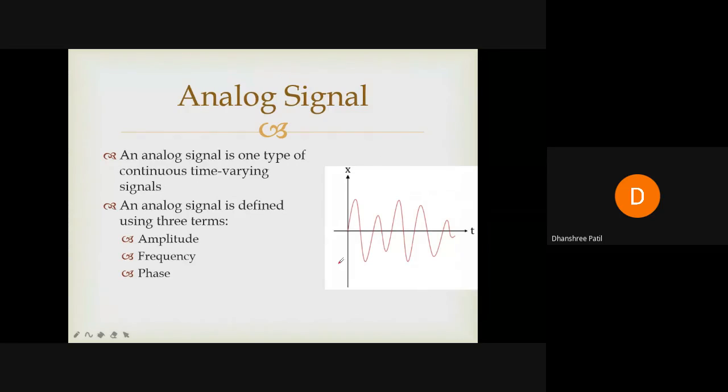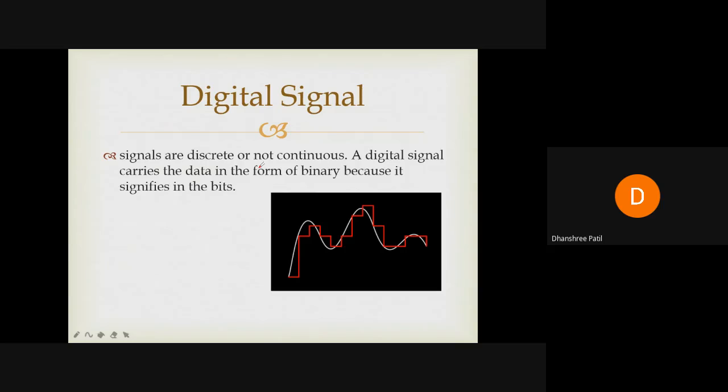The main difference between these two is just the way of representation, otherwise both are representing the data only. Analog signal is used to represent the data, digital signal is also used to represent the data, but the way of representation is different. Analog signals are mostly represented like this, and these are dependent upon these three terms: amplitude, frequency, and the phase. Analog signals are continuous waves. Maybe representation will be like this, this is one, or this is zero, anything. So this analog signal is depending upon amplitude, frequency, and the phase.